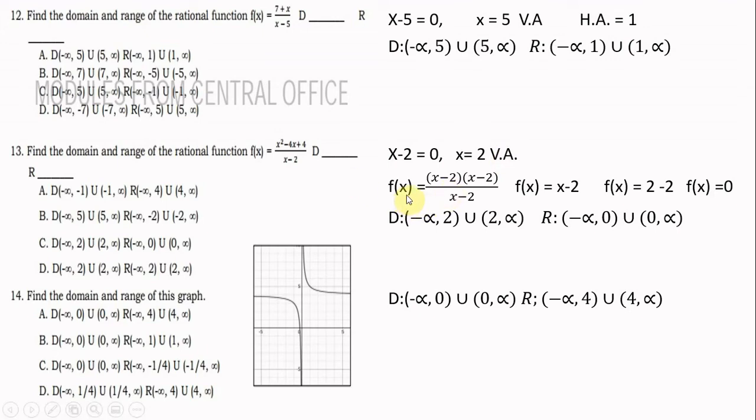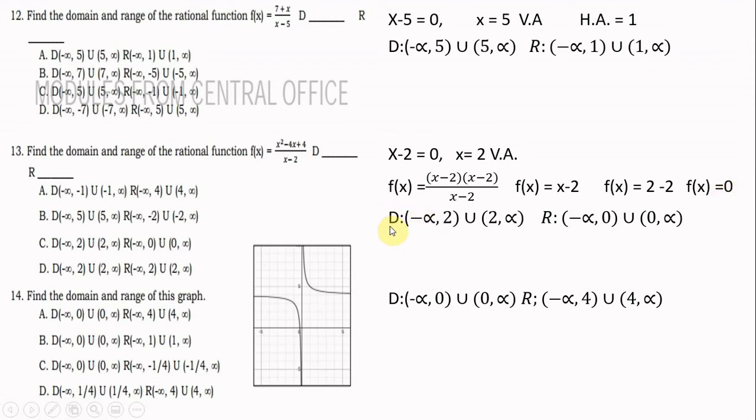So to find the range, let's solve. f of x equals, if we factor x squared minus 4x plus 4, it is quantity x minus 2 times quantity x minus 2 over x minus 2. You cancel out these two, so the answer is f of x equals x minus 2. Since our restricted value of x is 2, substitute it here: 2 minus 2, the answer is 0. So this is the value of f of x equal to 0.